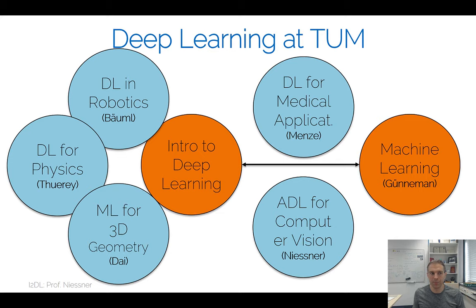So for instance, we have deep learning in physics from Niels Thuerey. We have machine learning for 3D geometry by Professor Dai. We have deep learning robotics by Boimel. We have deep learning for medical applications. I think Björn Menze actually left, so he's not teaching that anymore. So I'm not sure who took that over, but I'm sure the course still exists. And we have also advanced deep learning for computer vision. That's a course that I'm typically teaching every semester.